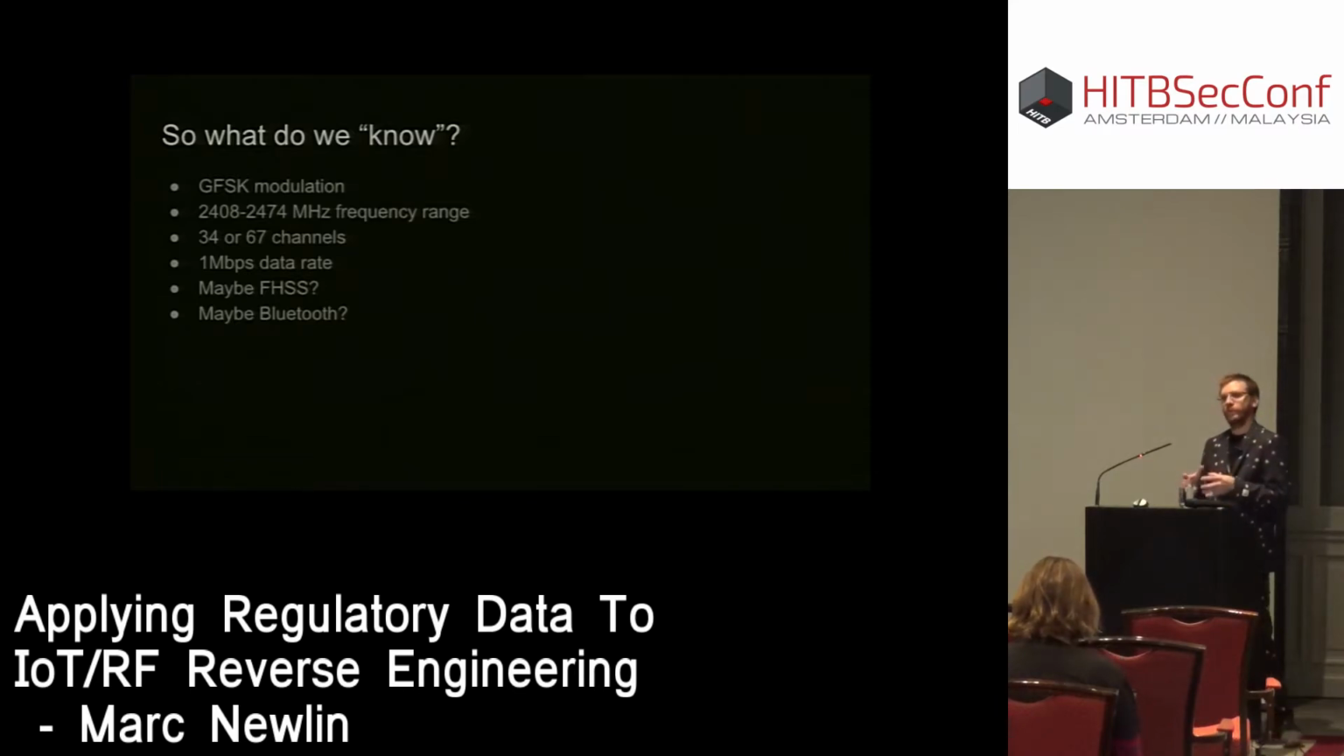So now that we've gone through these sources, we have a fairly good idea of what the physical layer radio characteristics are for this device. So here we can say with confidence that it's GFSK modulation. We can say with confidence that it's this frequency range. We know that it has some number of channels that we'll still need to figure out. We know that it's a 1 megabit data rate. And it has said Bluetooth and frequency hopping, but that's likely not the case, but we'll confirm that.